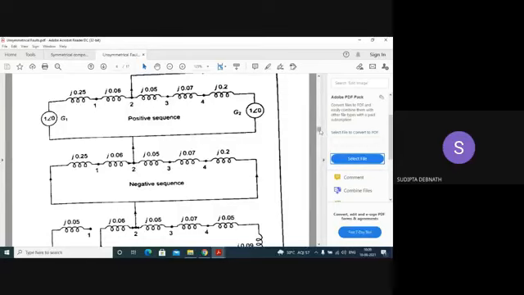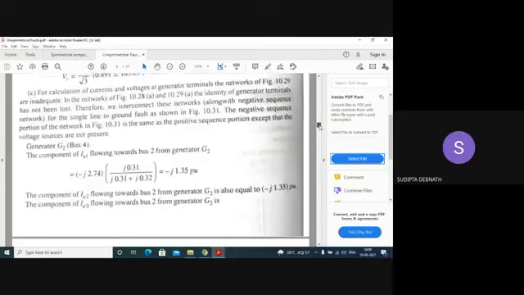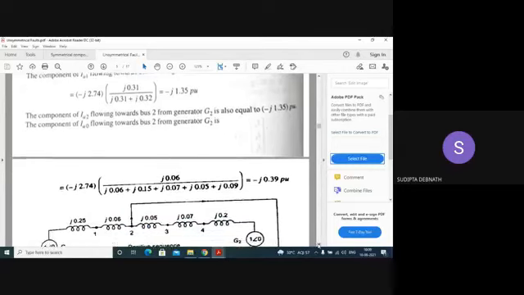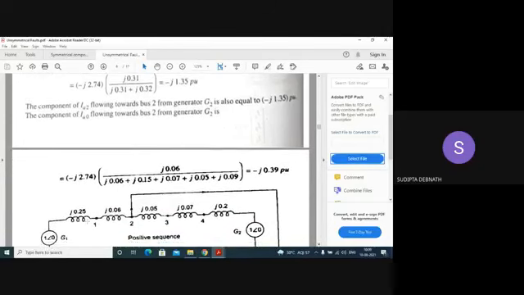Isn't it just the parallel formula? So it is actually this one. Total IA1 divided by this one, the current division rule. Simply the current division rule. In the similar way, you can find out what is the current coming from G2 at this point.